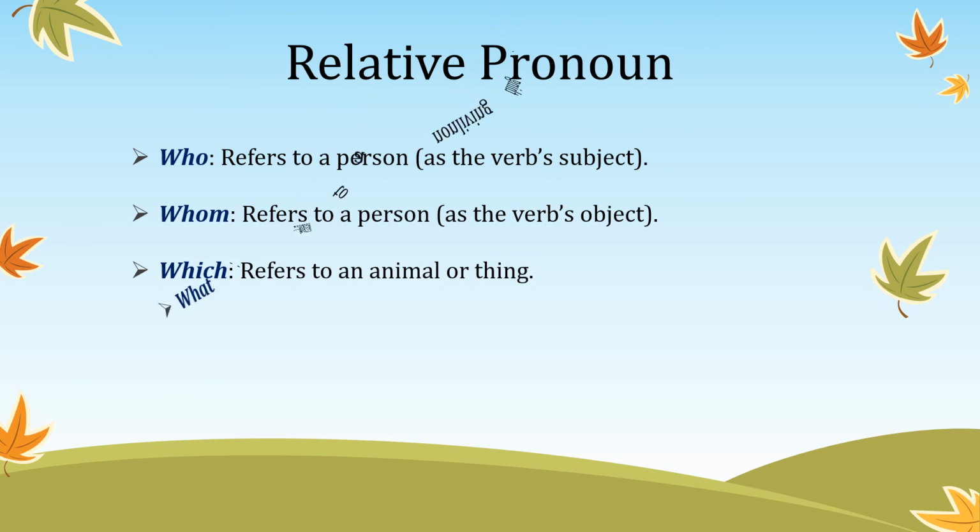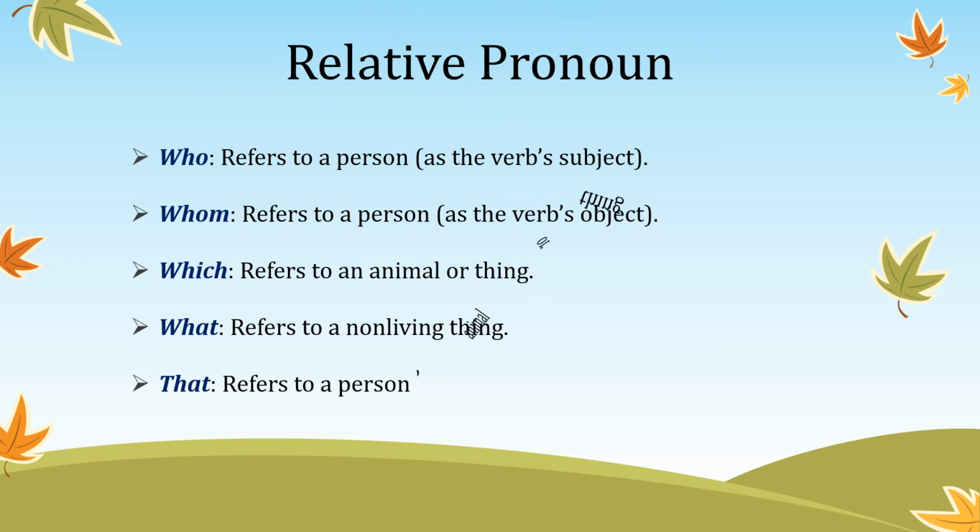much easier. Now who, I said it's a pronoun. Shortcut to understand: who is used to refer to a person as the verb's subject. Whom is used to refer to a person as the verb's object. Which is a pronoun used to refer to an animal or a thing. What is used to refer to a non-living thing. That is used to refer to a person, animal or a thing.